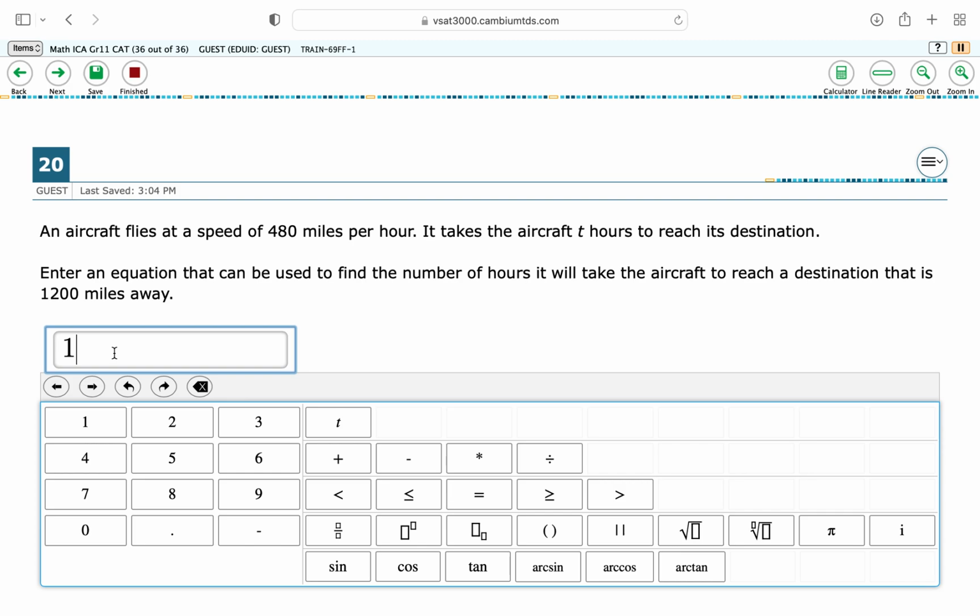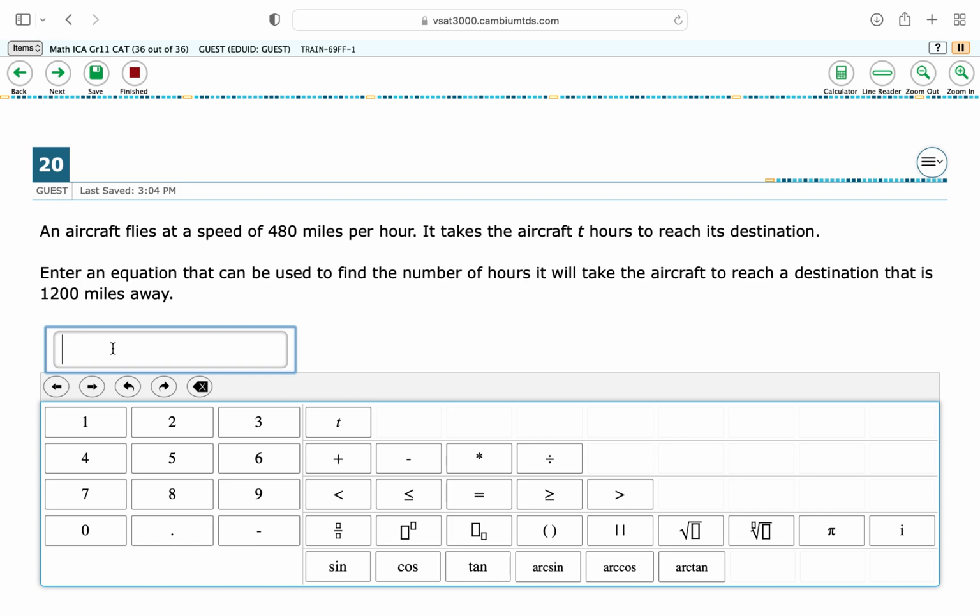On this one, the principle is make sure you read and understand what it is they are trying to ask you. This one says an aircraft flies at a speed of 480 miles per hour. It takes the aircraft T hours to reach its destination. Enter an equation that can be used to find the number of hours it will take the aircraft to reach a destination that is 1,200 miles away. If you were in a hurry, you might find how many hours it takes and enter in the number of hours. So 1,200 divided by 480, whatever that comes out to be, you would enter in that number of hours.